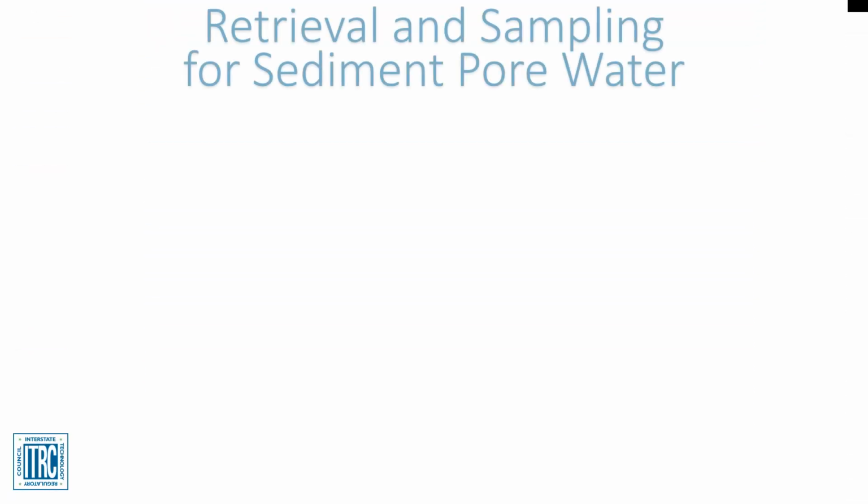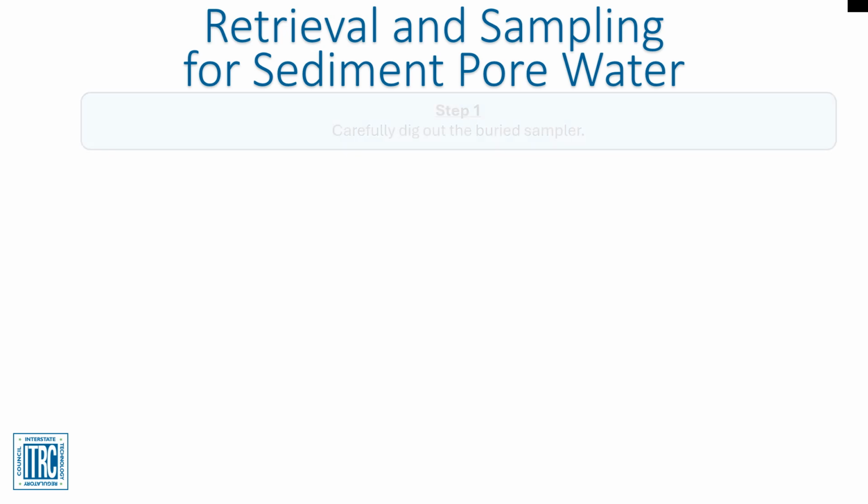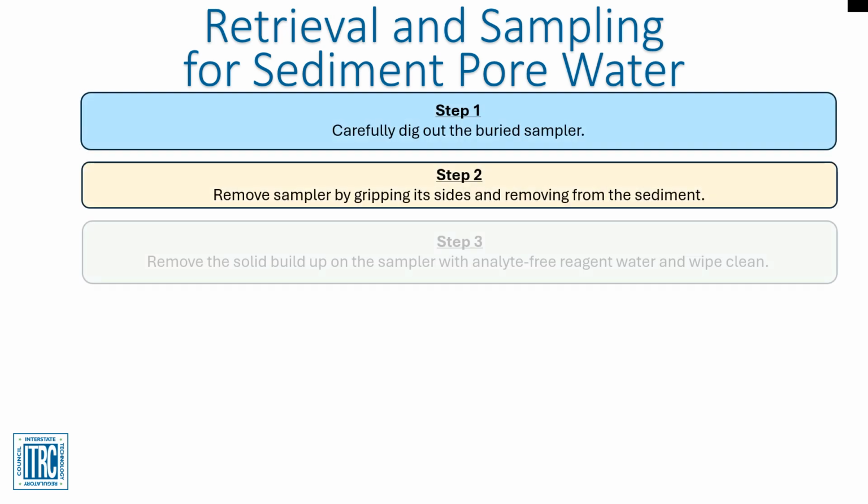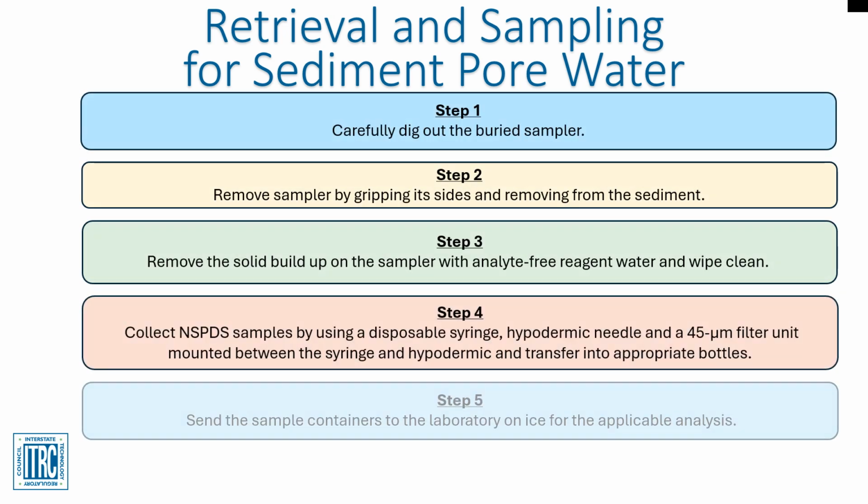When retrieving the device from sediment, here are some steps to keep in mind. After an appropriate deployment duration, gently retrieve the sampler from the sediment. Remove any solid buildup on the sampler during deployment with analyte-free reagent water and wipe clean. Then, collect the water samples by using a disposable syringe, hypodermic needle, and a 0.45-micron filter unit, mounted between the syringe and hypodermic. Thrust the sharp tip of the hypodermic through the nylon mesh to extract the sample for transfer into the laboratory sampling jars. The filled sample bottles can be sent to the laboratory on ice for analysis.